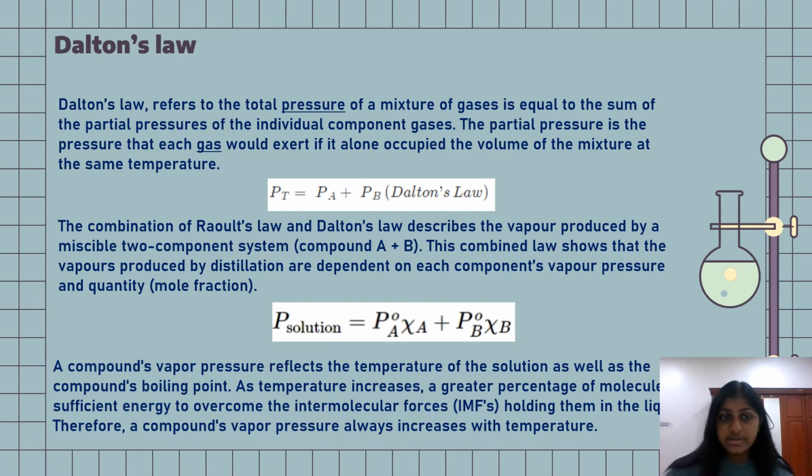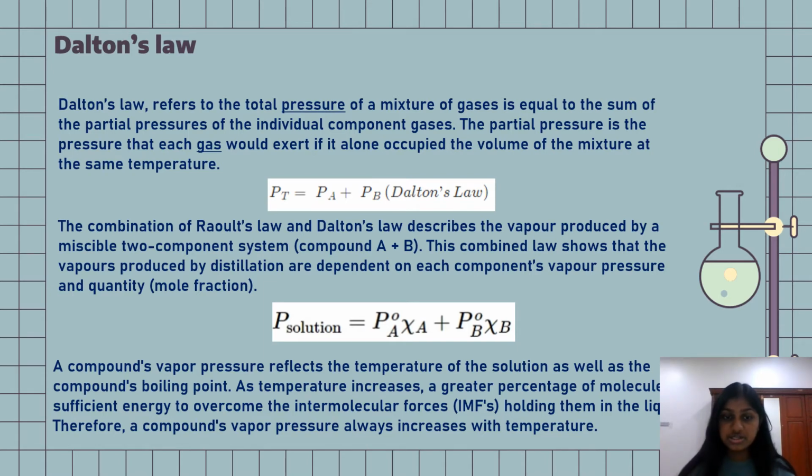The combination of Raoult's and Dalton's law describes the vapor pressure produced by a miscible two-component system, which is component A plus B. This combined law shows that the vapor pressure produced by distillation depends on each component's vapor pressure and quantity, which is mole fraction. So P solution equals P naught A x A plus P naught B x B.